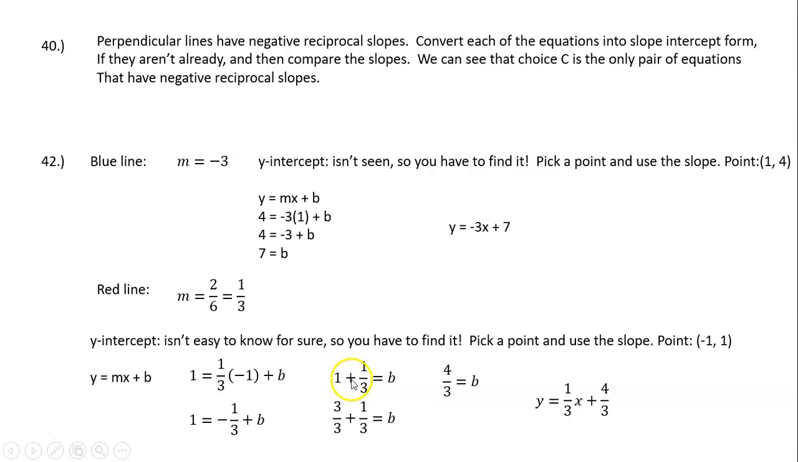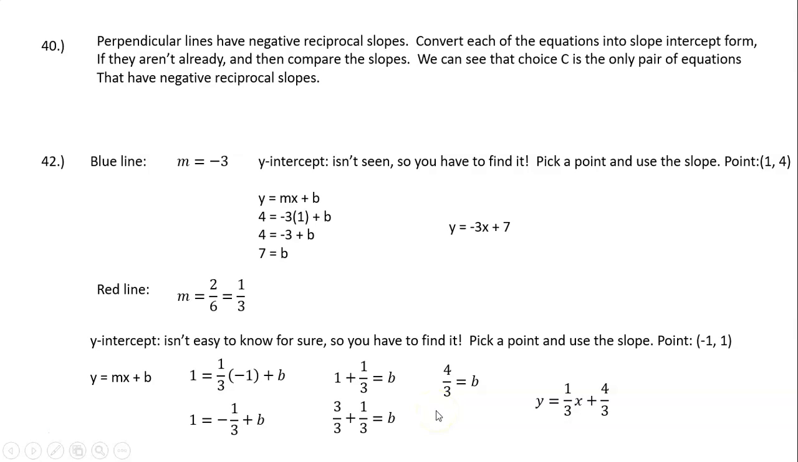So now we have 1 plus 1/3. We need to find a common denominator. The common denominator is 3, so 1 becomes 3/3, plus 1/3. Now that we have a common denominator, we keep our denominator and add the numerators. 3 plus 1 is 4. So our y-intercept is 4/3.